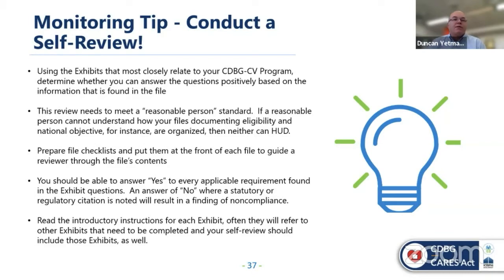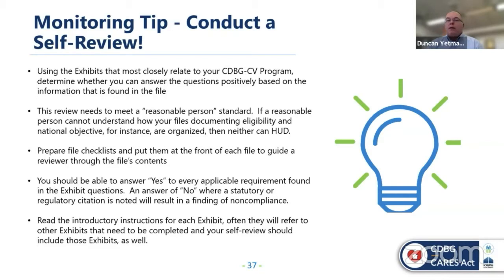If a reasonable person cannot understand how your files are documenting eligibility and national objective, for instance, and how they're organized, then neither can HUD. It's always helpful, no matter the size of your program, to put file checklists at the front of each file to guide a reviewer through the file's contents. You should be able to answer yes to every applicable requirement found in the exhibit questions, and an answer of no where a statutory or regulatory citation is noted will result in a finding of noncompliance.